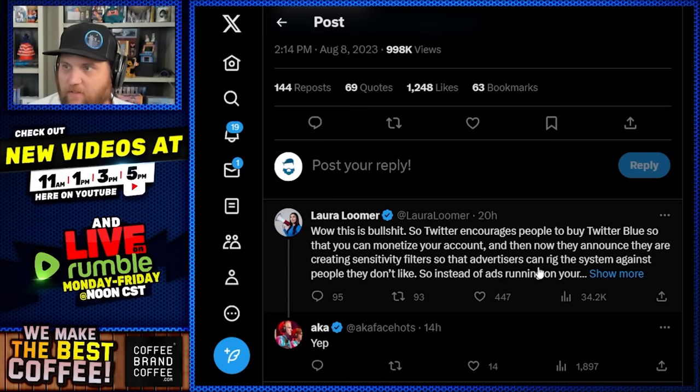Then they announced that they are creating sensitivity filters so advertisers can rig the system against people they don't like. Well, I've got to be honest with you. This is something that exists on literally every advertising platform. It probably exists on Rumble too. If you're going to sell advertising, you have to be able to give people a chance to say, I don't want my ad to appear next to the account.